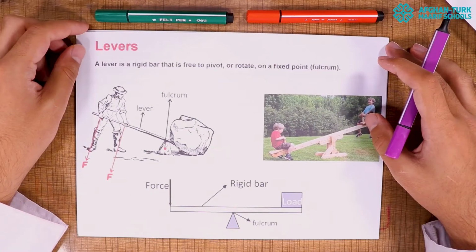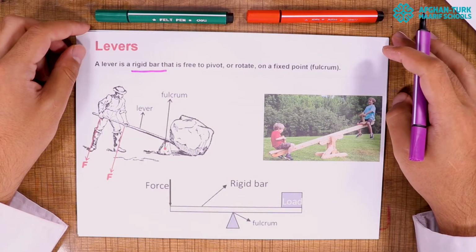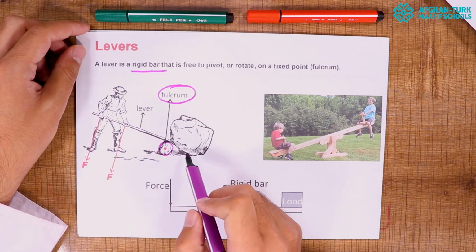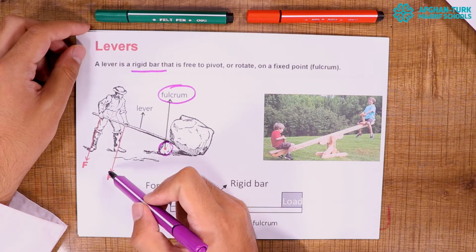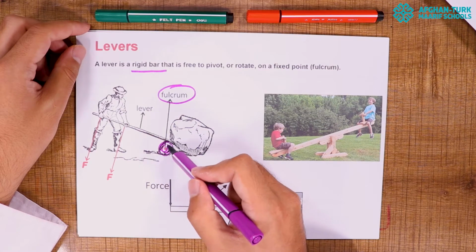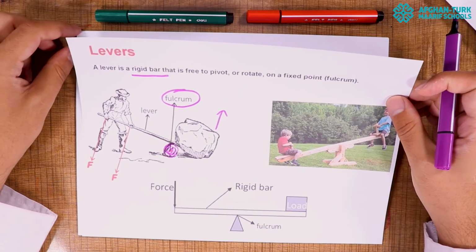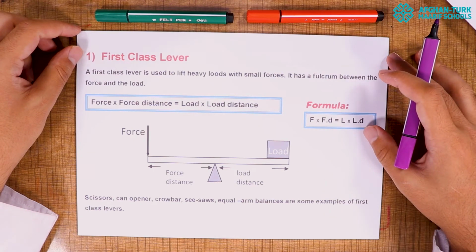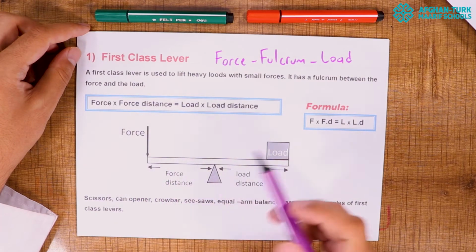Well, then let's start with the levers. As you remember from the first part, levers are a hard rod or a rigid bar that can rotate on a fixed point, and we call this fixed point the fulcrum. This is the lever, a rigid bar, and as you can see, the guy applied a force downward in order to move the rock. I divided levers into 3 parts, so let's examine them in order. First class lever: force, fulcrum, and load. This is the combination of the first class lever.